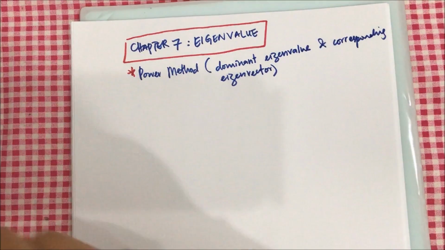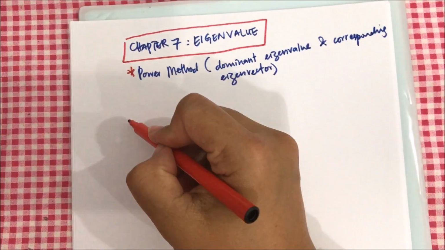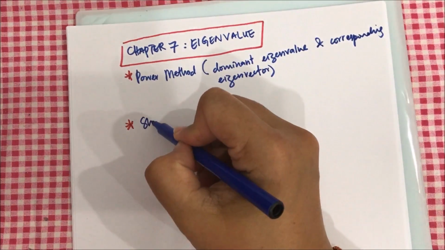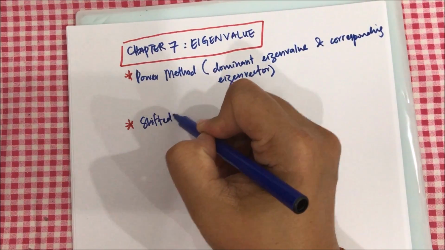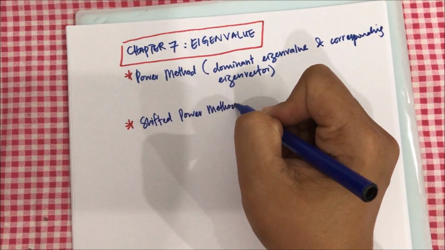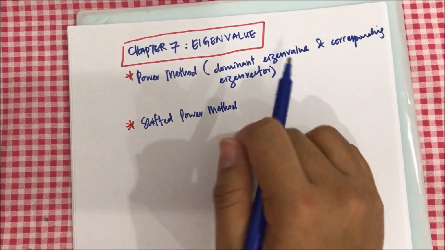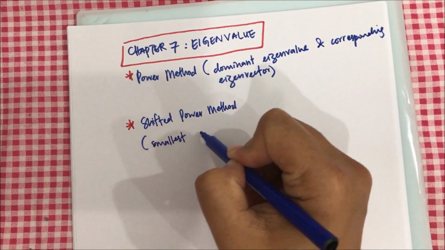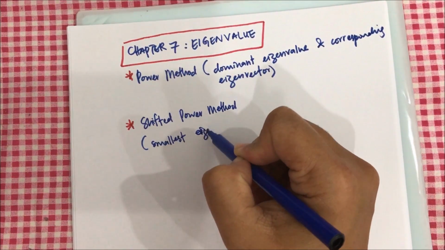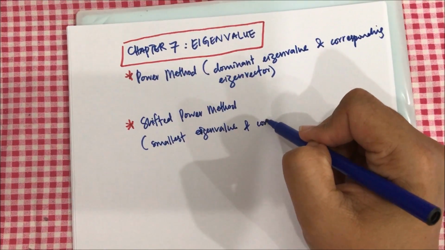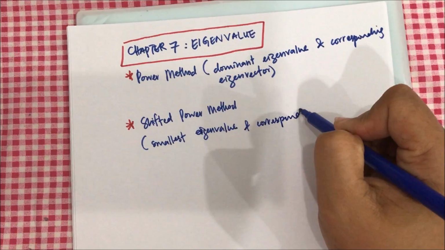And another method is the shifted power method, where in this shifted power method we are going to find the smallest eigenvalue and its corresponding eigenvector.